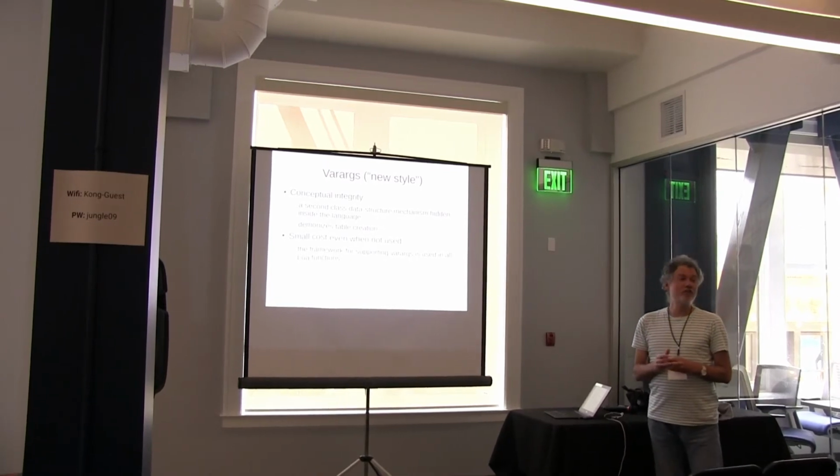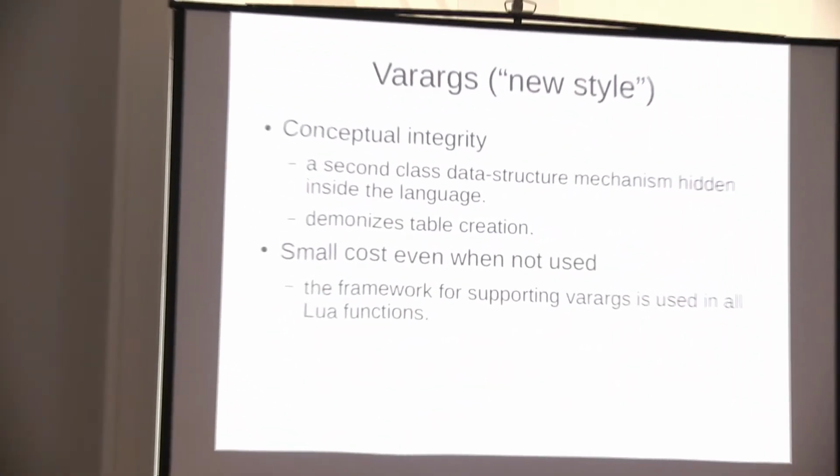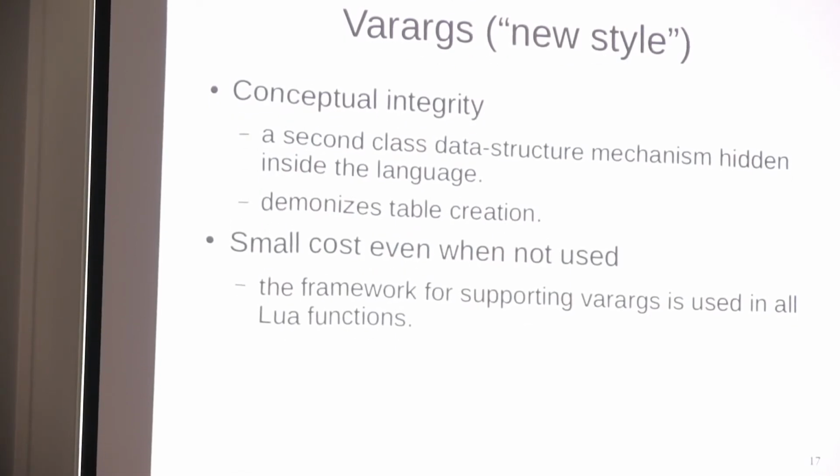Varargs, the new style of varargs, the 3-dot expression, is again something that has not a huge cost, but a good cost in conceptual integrity. Again, this is an even worse case of a second-class data structure mechanism. A lot of times people are proposing in the list how to use varargs to do strange kinds of things. For instance, some time ago someone proposed to create coroutines so they can have their own varargs to store stuff. Of course, not very efficient, but again it's clever and you can do some strange things with that.